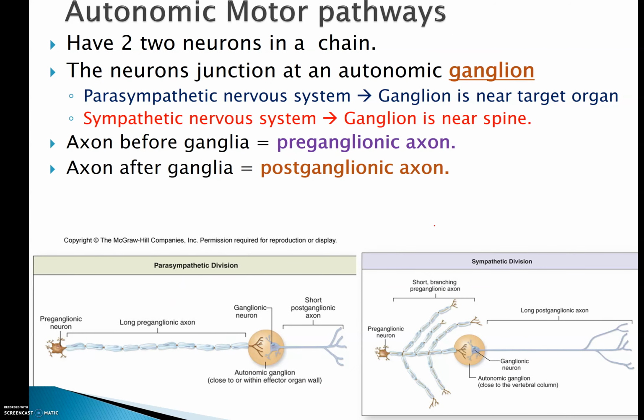Now, in the autonomic nervous system, it is going to junction. And that junction is at a structure right here called a ganglia. So this is a ganglia. And it forms a chain of 2 or more neurons. Now, we're going to look at where those ganglia are found. But the reason for this is it gets to split the signal.